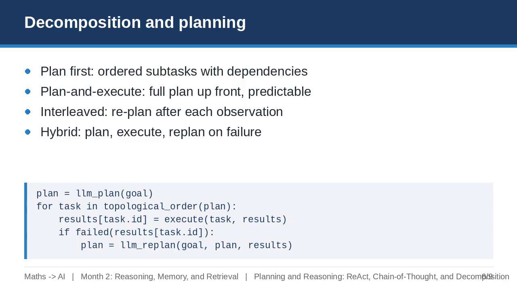For complex goals, have the model plan first, produce an ordered list of subtasks with dependencies, then execute them. Plan and execute generates the whole plan up front, which is cheap and predictable. Interleaved planning replans after each step, which is adaptive but costly. A practical hybrid generates a coarse plan, executes it, and only replans when a step fails or an observation contradicts the plan.